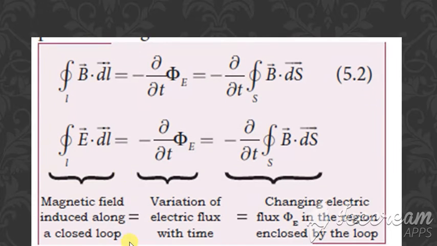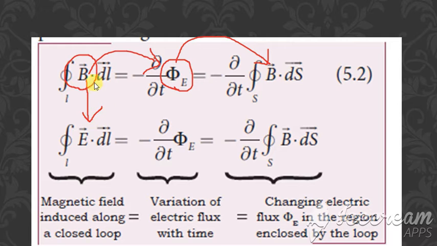Clear? Next, in the same way as integration of E dot dl, this can also be written with B dot dl. So B dot dl is also equal to what? Minus d phi by dt. In the same way, instead of this d phi by dt, I am going to write it with integration of B dot ds. So we are getting minus d phi by dt into integration of B dot ds. This is also the same step.